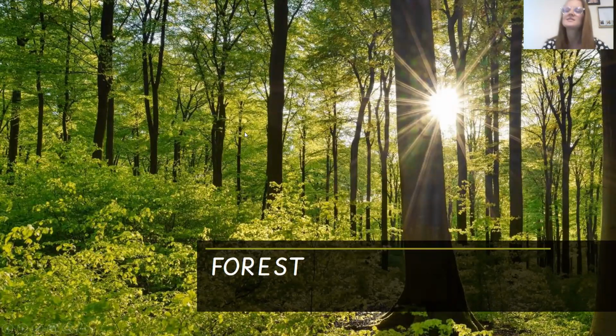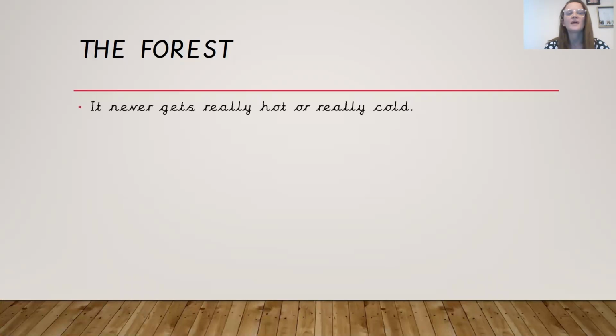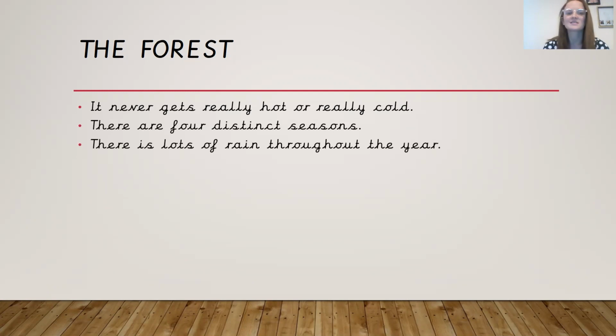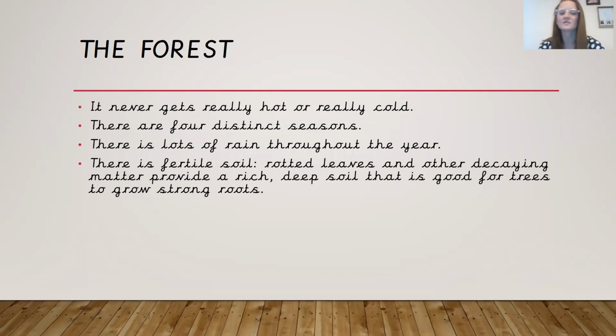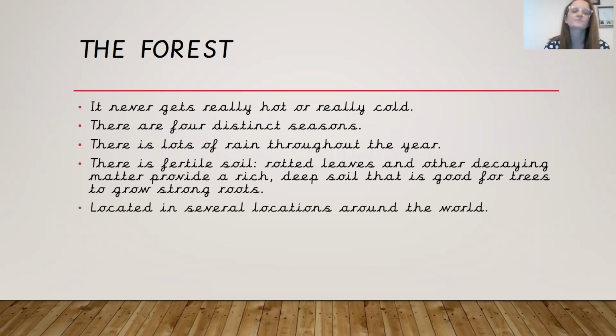A forest is the next type of habitat that we would look at. So a forest never gets really hot or really cold. There are 4 distinct seasons within the forest. There is lots of rain throughout the year. There is fertile soil, which means it's rich with nutrients. Rotted leaves and other decaying matter provides a rich, deep soil that is good for trees to grow strong roots.